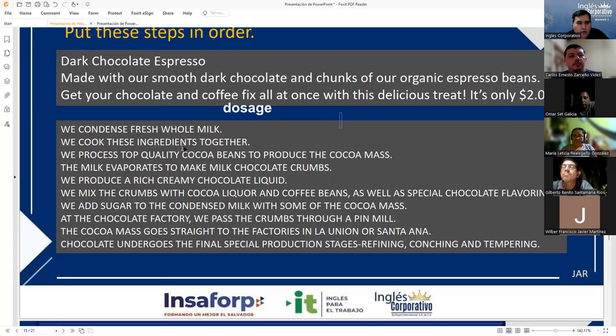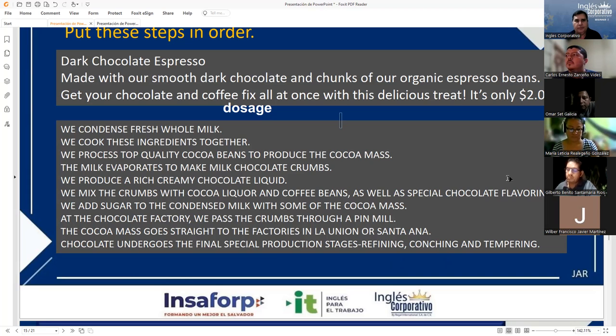Okay, let's see. We put in order, which is number 1? We condense fresh whole milk. We cook these ingredients together. We process top quality cocoa beans to produce the cocoa mass. The milk evaporates to make milk chocolate crumbs. We produce a rich, creamy chocolate liquid. We mix the crumbs with cocoa liquor and beans, as well as special chocolate flavoring. We add sugar to the condensed milk with some of the cocoa mass. At the chocolate factory, we pass the crumbs through a pin mill. The cocoa mass goes straight to the factories in La Union or in Santa Ana. Chocolate undergoes the final special production stages: refining, conching, and tempering.